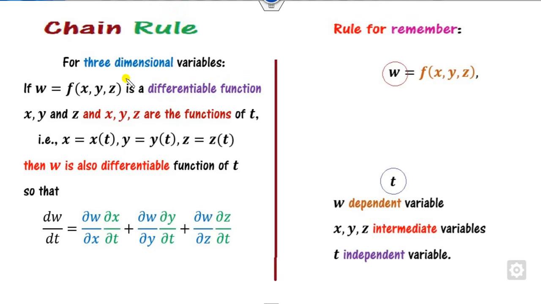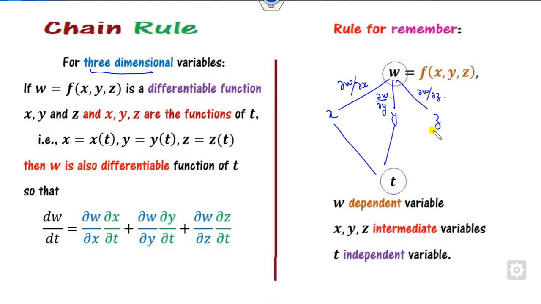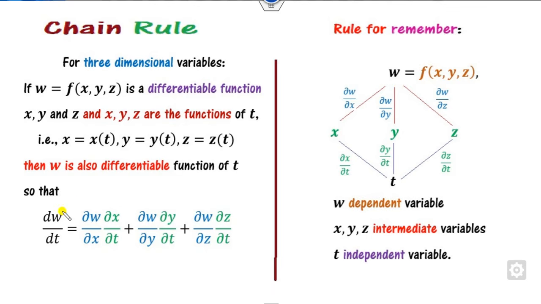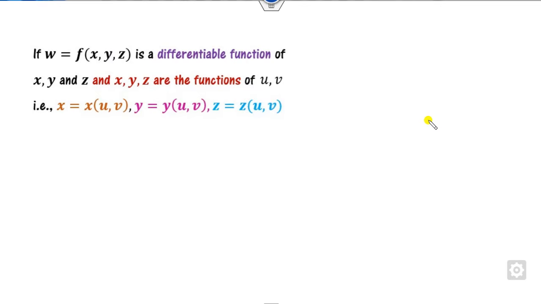Similarly, for the three-dimensional problem, if w is dependent upon x, y and z, this part is the partial derivative with respect to x, this is the partial derivative with respect to y, this is the partial derivative with respect to z, and you can see this is the tree diagram. Now how can you write this value? The first is the partial derivative of w with respect to x, and this is the first portion. Similarly for the second one you can write it this way, and similarly for the third one.